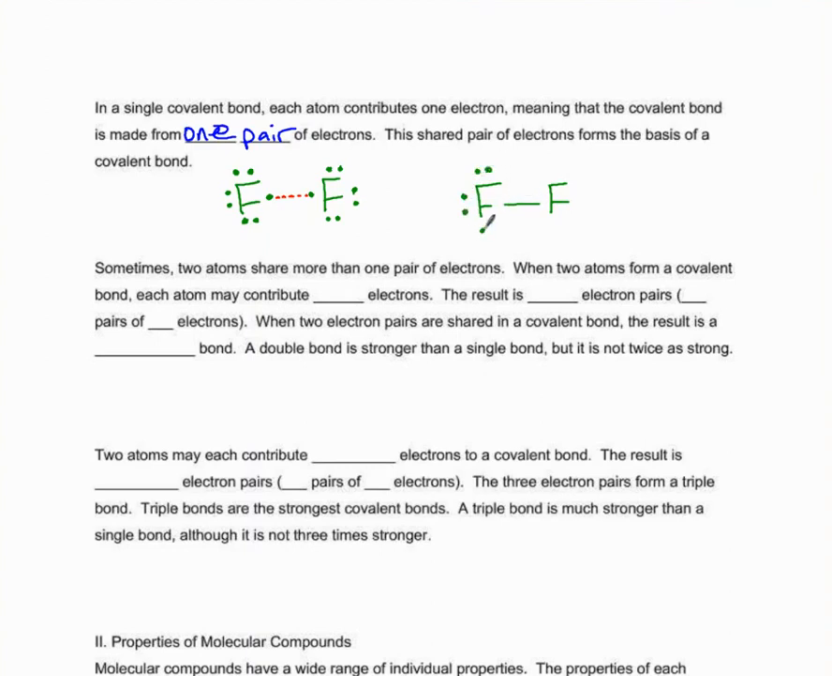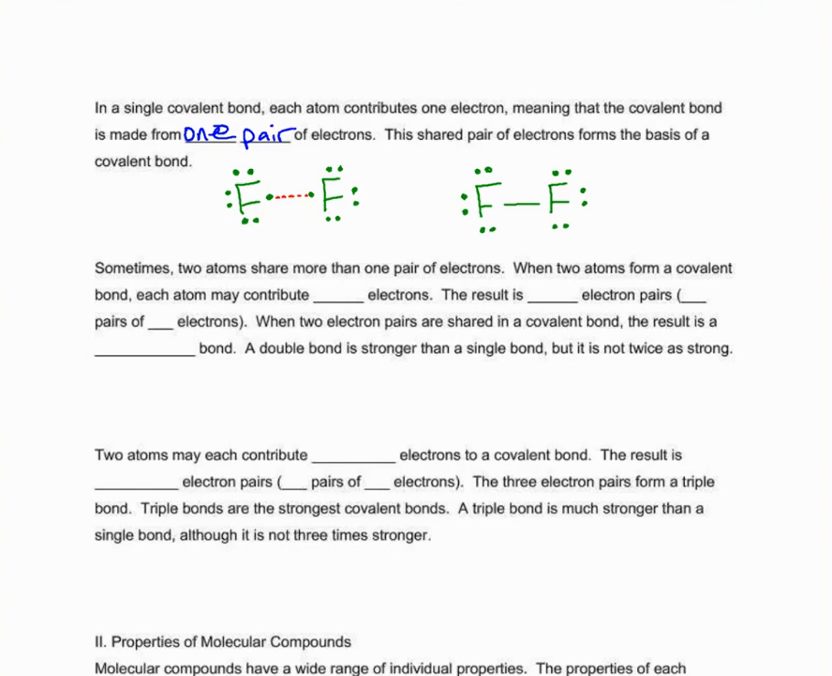and then each fluorine has 6 electrons to itself that they are not sharing. And so this fluorine on the left thinks that it has 1, 2, 3, 4, 5, 6, 7, 8. And this fluorine on the right thinks that it has 1, 2, 3, 4, 5, 6, 7, 8. And so both of them are happy. They both think that they have a complete octet.